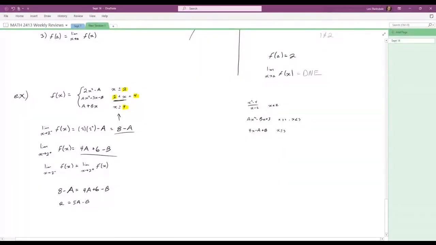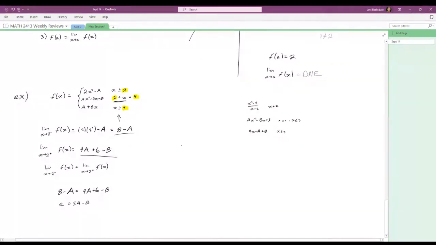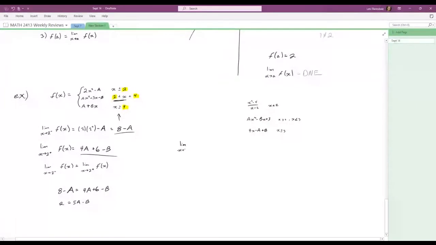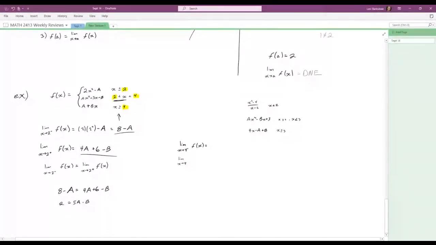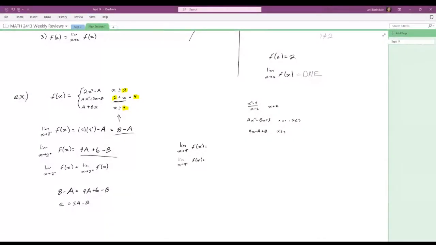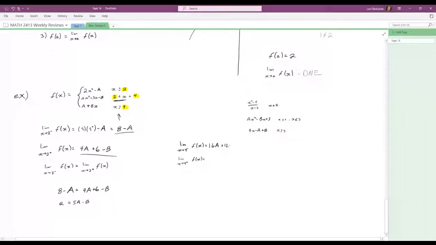But what we actually want to do is we do want to find the limit as x goes to 4, because that will give us a whole other equation. So what's the limit as x goes to 4 from the negative side? 16a plus 12 minus b. Perfect, perfect. And what about from the right-hand side?